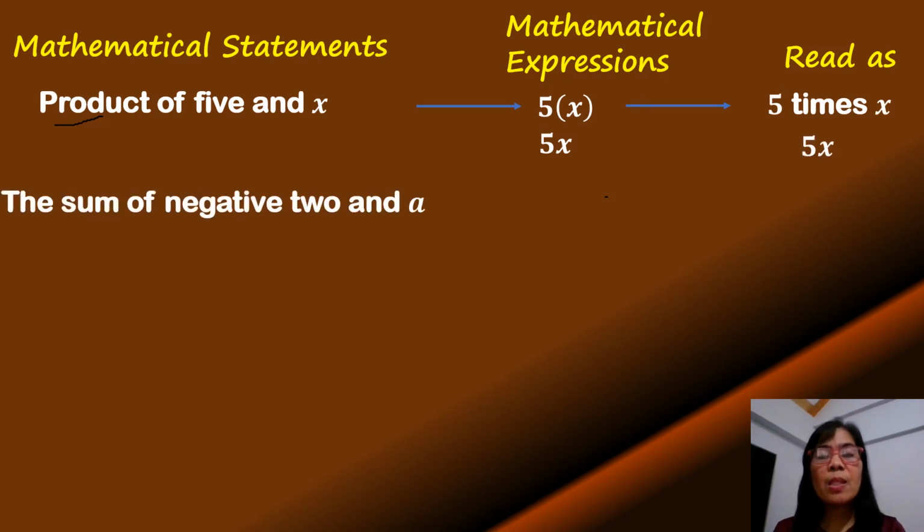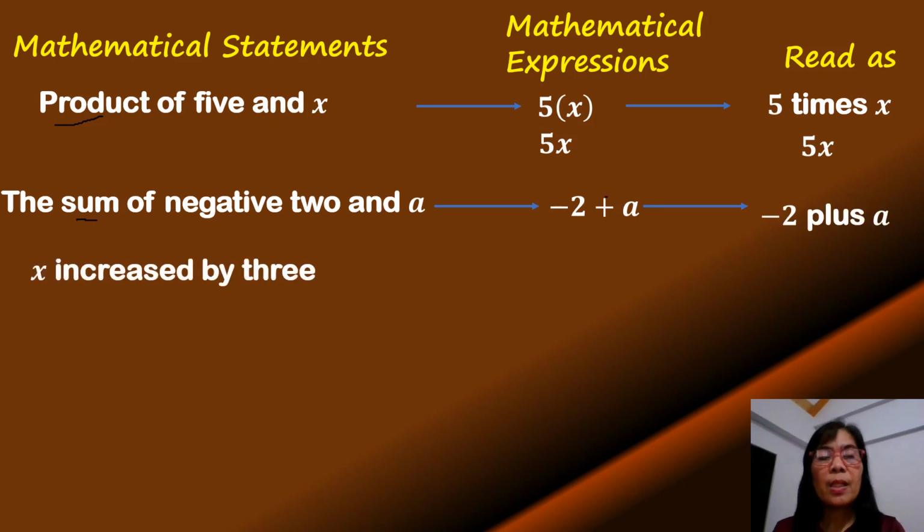The statement the sum of -2 and a. When we say sum, this one denotes addition. So the sum of -2 and a means -2 plus a. The statement x increased by 3. So increased means addition. So we write first x, then we add in there 3. That's x increased by 3.